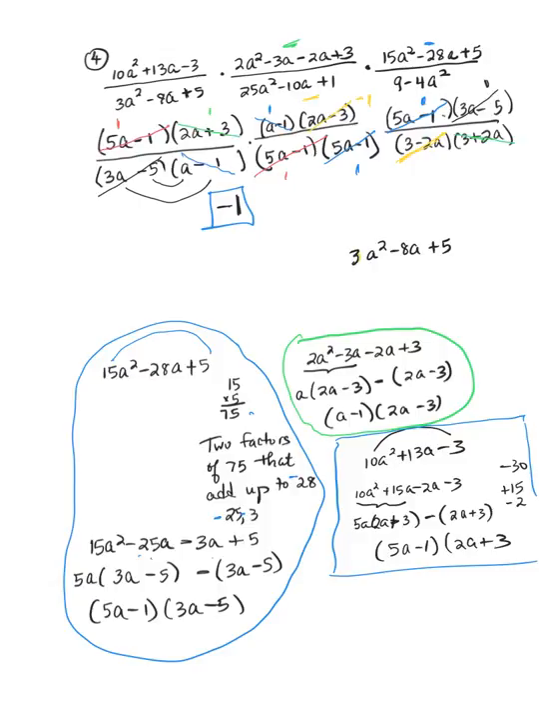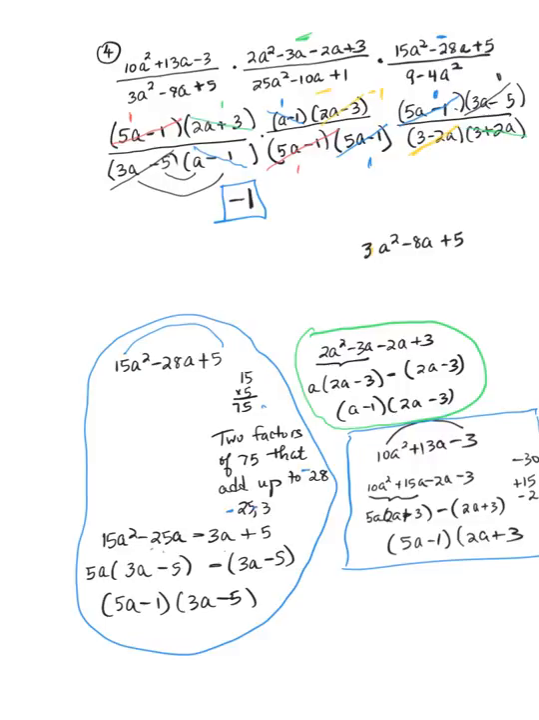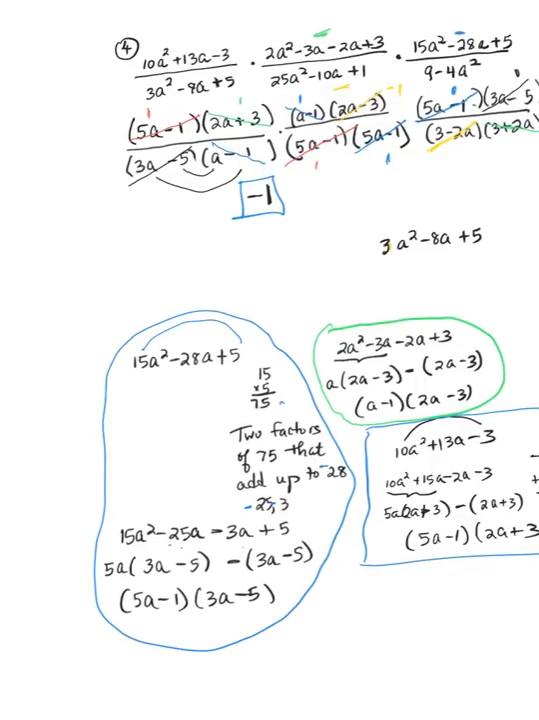We should also write the restrictions for the variable, setting each denominator here on this line to 0. We get a cannot equal 5/3, 1 when we set a minus 1 to 0, 1/5 when we set the 5a minus 1 to 0, 3/2 when we set the 3 minus 2a to 0, and negative 3/2, setting the 3 plus 2a to 0. So those are the restrictions on the variable, and that takes care of the problem and the lesson.